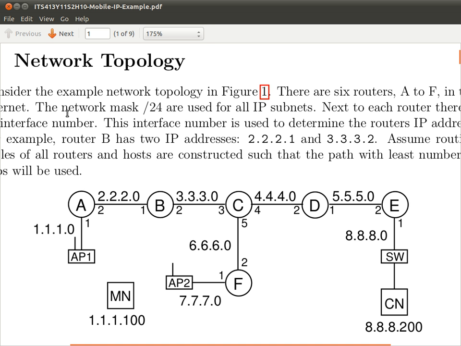So the mobility binding table is at the home agent. The visitors list is at the foreign agent. That is those visiting the foreign network. Three main things: home IP (111.100), that is the home IP of our mobile node, home agent address, and the hardware address or the MAC address of that mobile node.